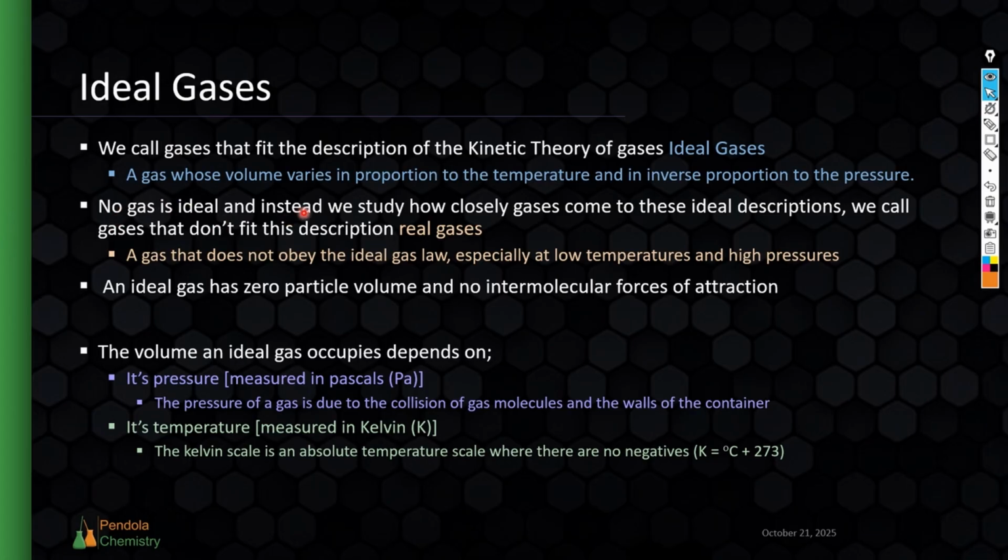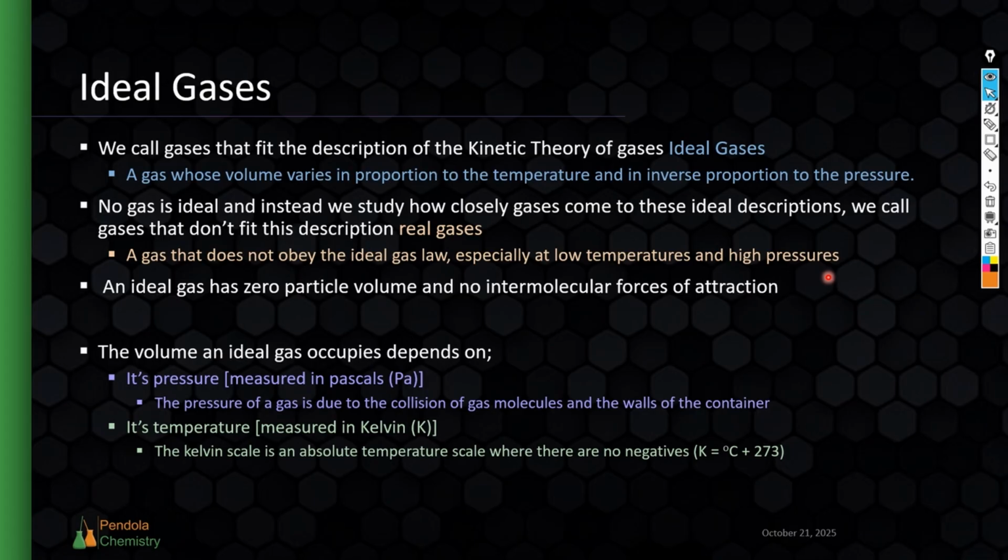Again, no gas is ideal. Instead, we study how closely a gas comes to being ideal. So we say some gases are more ideal, or we can say a gas is more real. Real gases are gases that do not obey the ideal gas laws and the kinetic theory of gases. And this is especially true at low temperatures and high pressures.